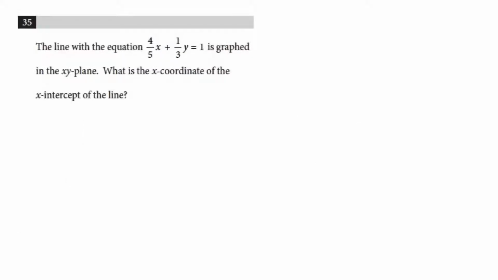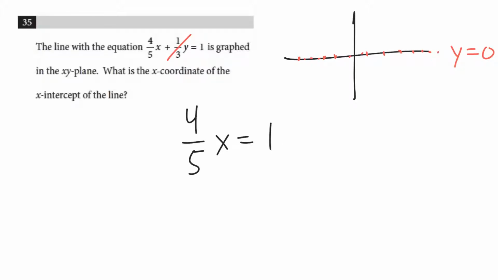35. The line with the equation 4/5 x plus 1/3 y equals 1 is graphed in the xy plane. What is the x coordinate of the x-intercept of the line? Well, we should know that anywhere on the x-axis, it doesn't matter where you are, the y value is 0. So if we want to find the x-intercept, all we need to do is plug 0 in for y. And if we do that, then this term disappears. So the equation we have to solve is 4/5 x equals 1.